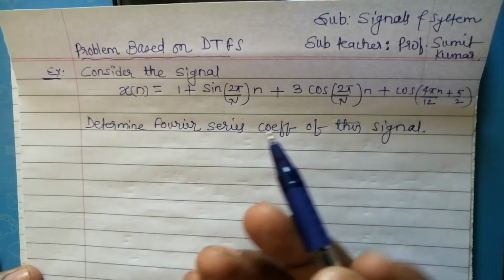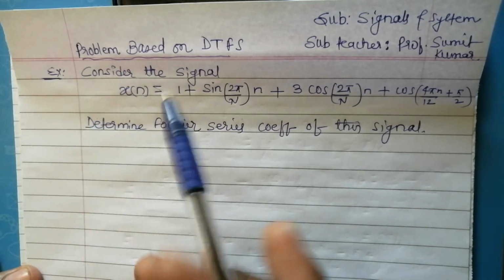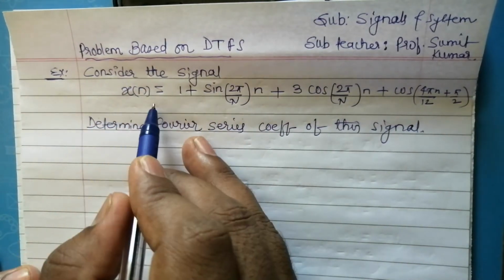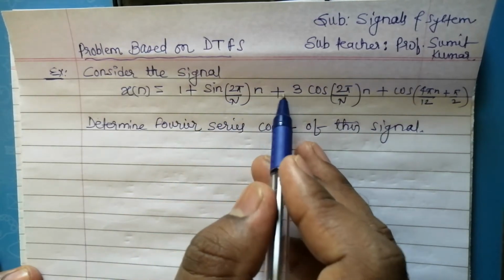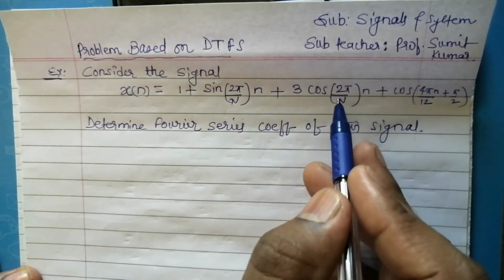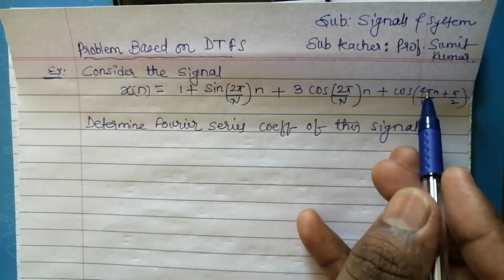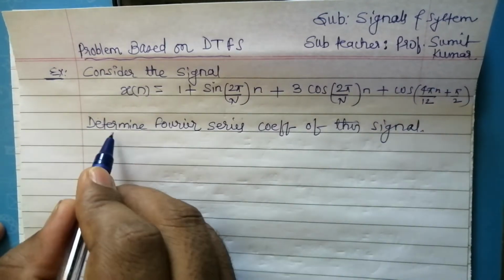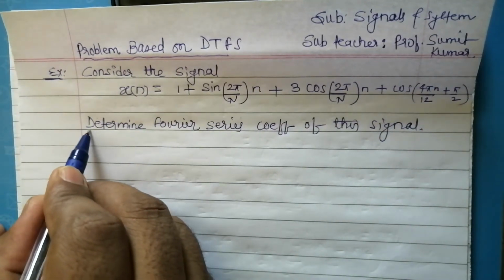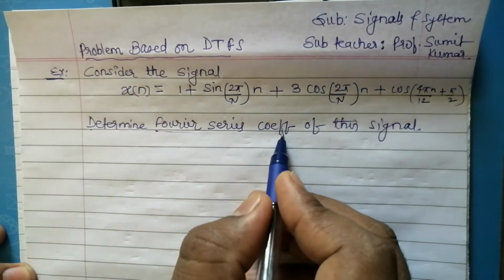Now in this particular video we have taken one example where x of n is 1 plus sine 2 pi by n into n plus 3 cos 2 pi by n into n plus cos 4 pi n by 12 plus pi by 2. And again in this numerical it has been asked to find the Fourier series coefficient.